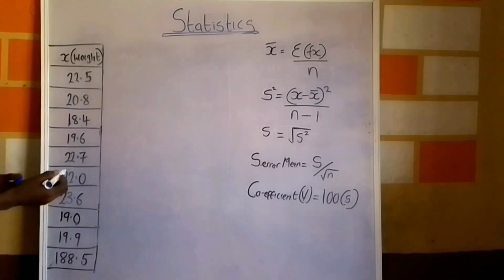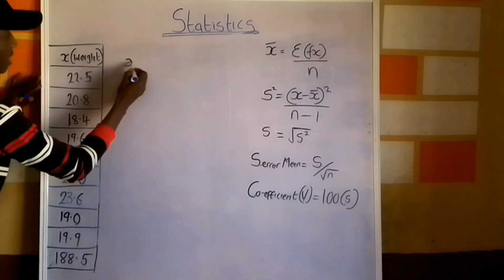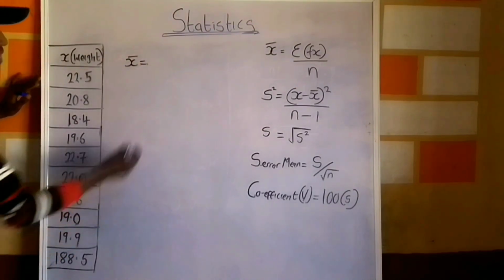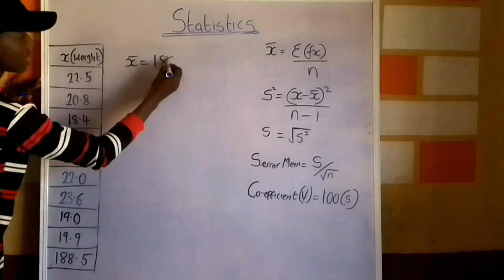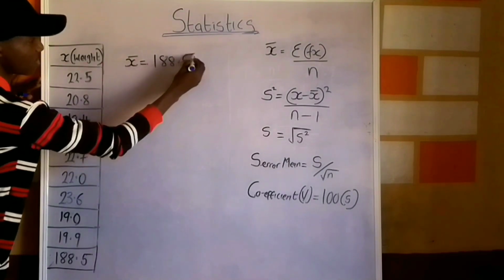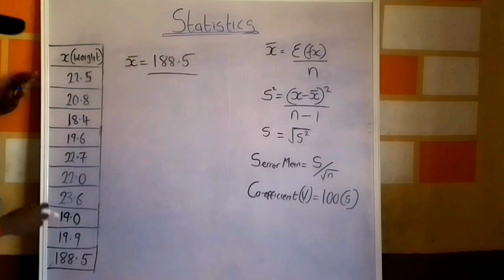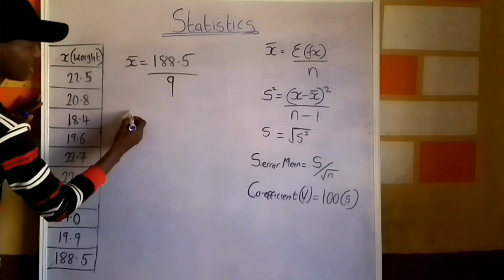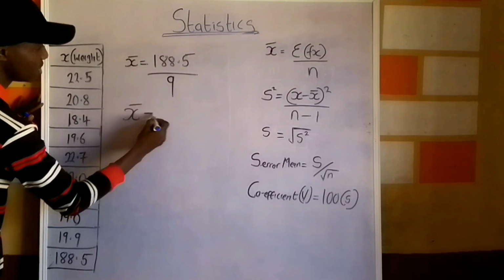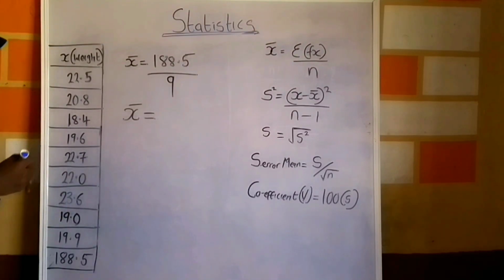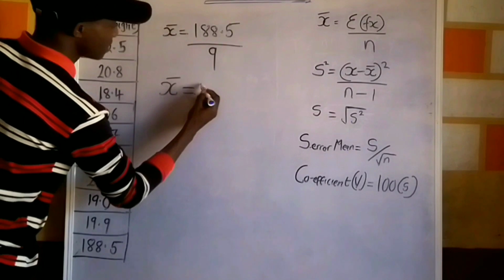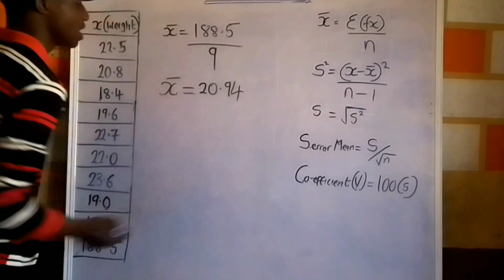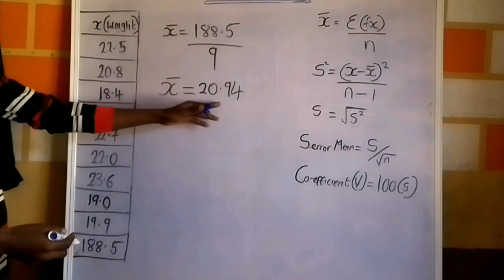Therefore, the mean can be calculated by x bar. X bar is equal to summation fx, which is 188.5, all over n, which is 9. So I'm going to have 188.5 all over 9. So the x bar, which is the mean, is equal to 188.5 divided by 9, which is 20.94. So therefore, the value of mean is 20.94.